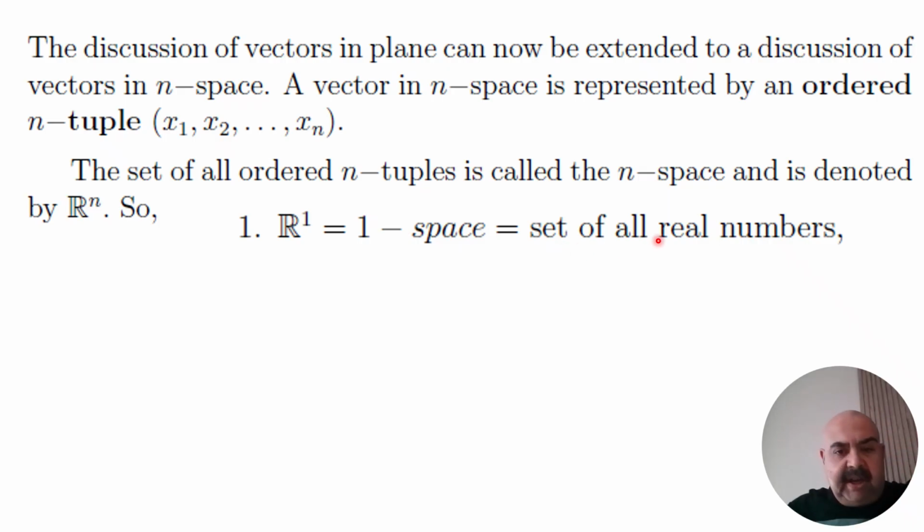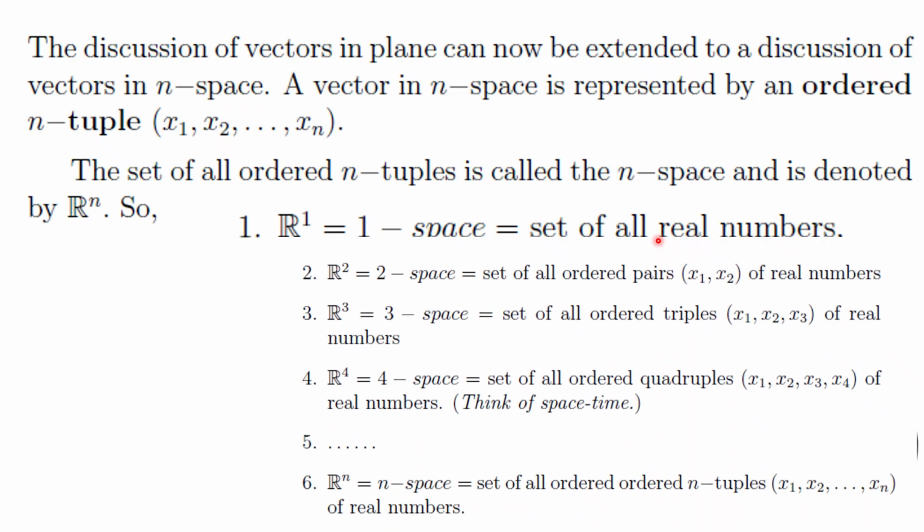So once more, R1 is the first space, the set of all real numbers. It's like the real line, so it has a zero in the middle, positive to the right, and negative to the left. If I have R2, R2 represents the two-dimensional space which has two coordinates, x1 and x2. Both of them belong to the set of real numbers.